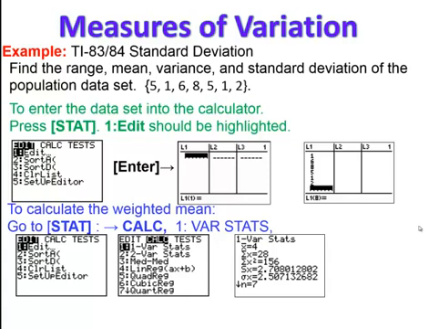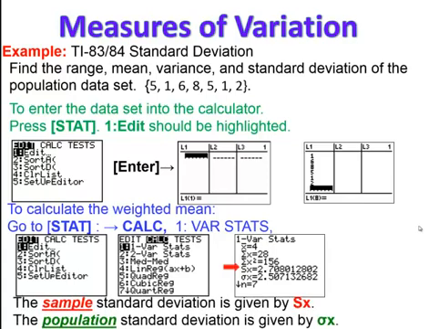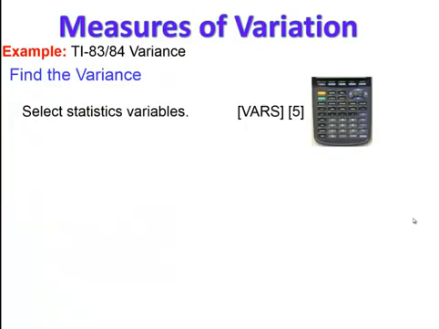So you see here, once you do that, in your home screen you're going to have the information we're looking for. If this was sample data, our sample standard deviation would be 2.7. If this was population data, our sigma, or standard deviation, would be 2.5. So when we're using the calculator, it will do the standard deviation. To find the variance is the square.